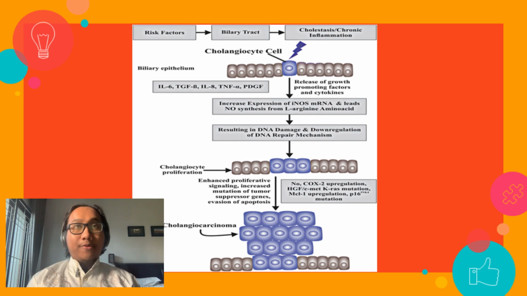So today I will explain about the pathophysiology of cholangiocarcinoma. Cholangiocarcinoma is an epithelial malignancy originating from transformed cholangiocytes and hepatic progenitor cells. Inflammation and cholestasis are key factors in cholangiocarcinogenesis.